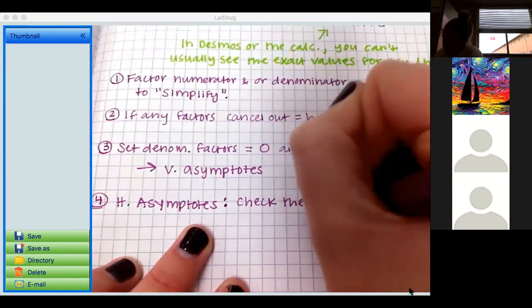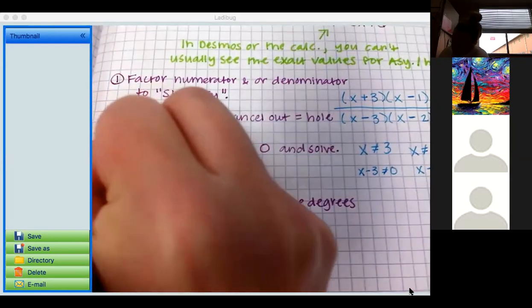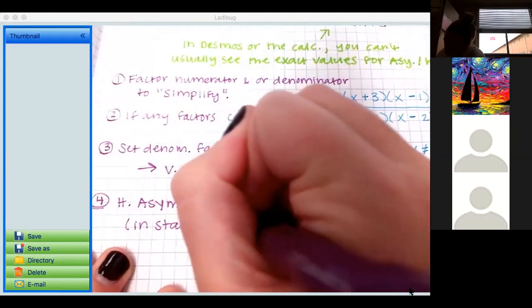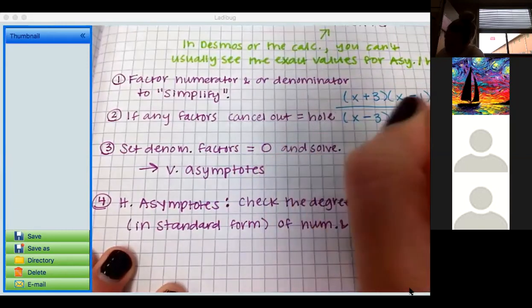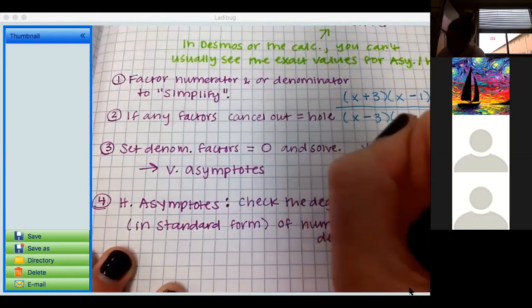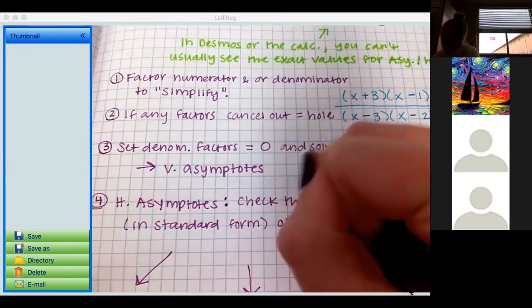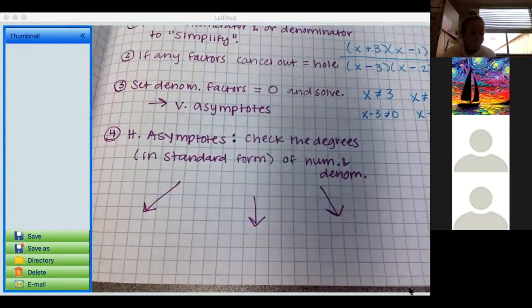You're going to check the degrees in standard form of the numerator and denominator. And then there are 3 things that can happen. And I will have time to do one more example after this, okay? But then I want y'all to try your homework.